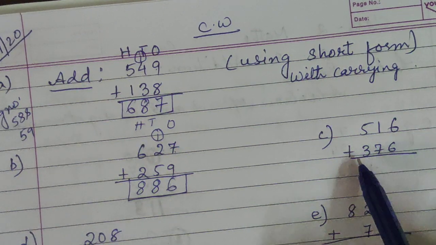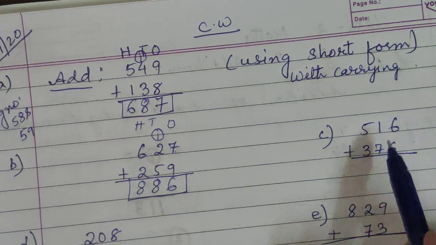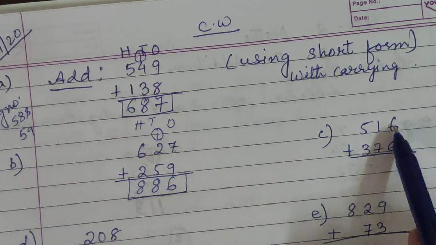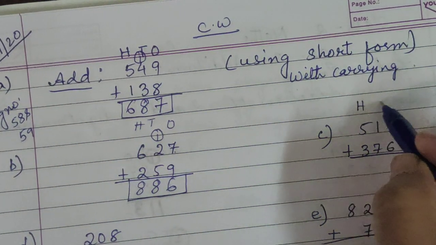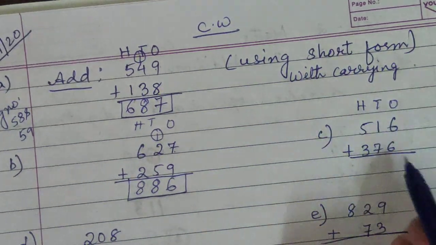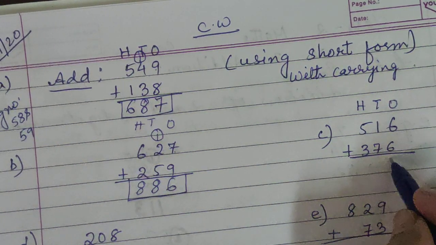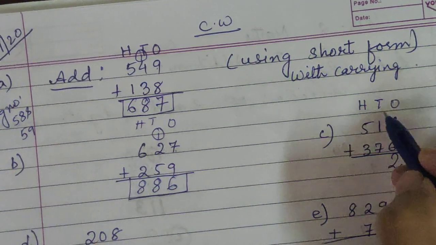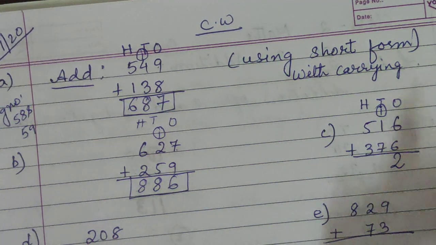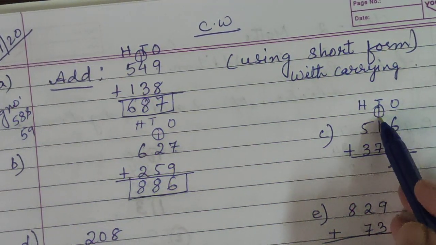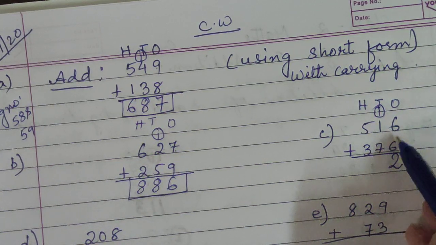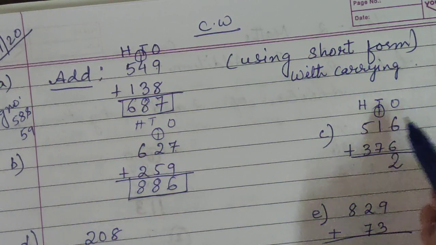Okay? Now see this side, another addition I have written. 516 plus 376. So you write hundreds, tens and ones. So 6 plus 6, 12. 12, 2 will come and 1 will go up. Always keep the right side number down and left side number up. Okay. So 6 plus 6, 12, 2, 1.